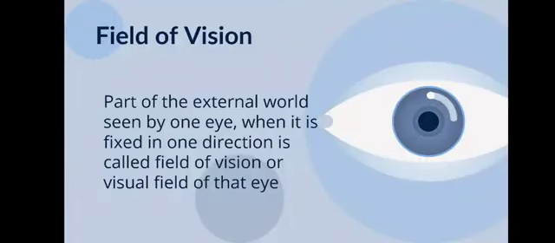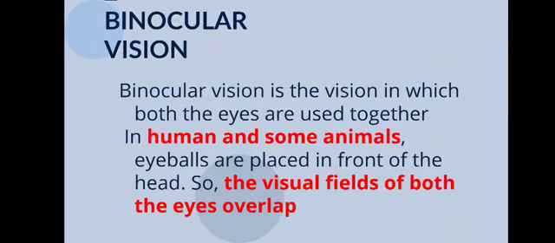Now let's discuss field of vision. What do you remember about field of vision? It is the part of the external world seen by one eye when it is fixed in one direction, and is called the field of vision or visual field of that eye. Okay, when we see in one direction, the field of one eye is known as the field of vision, which is of two types: binocular vision and monocular vision.